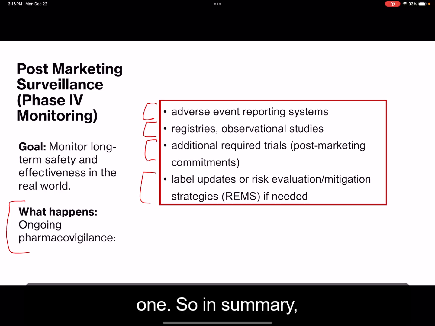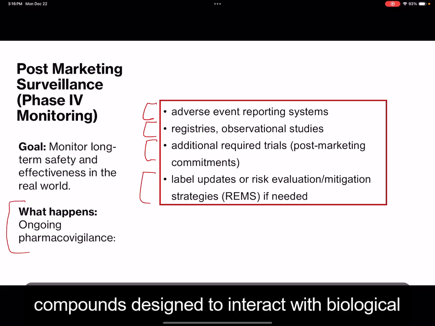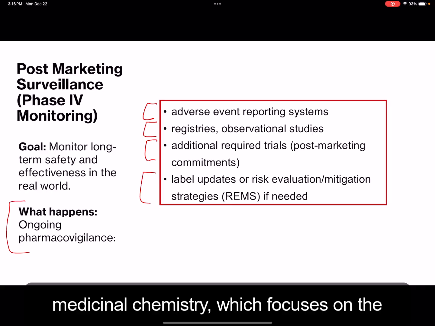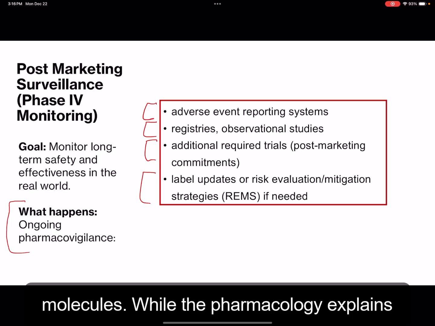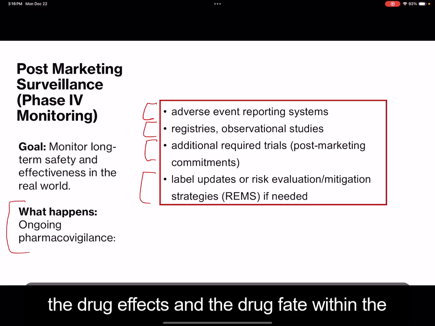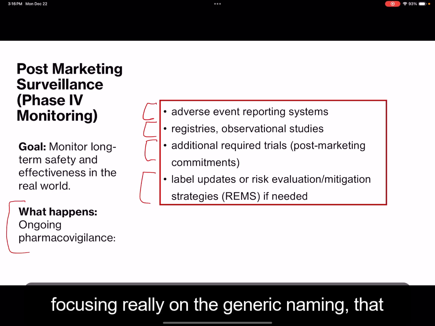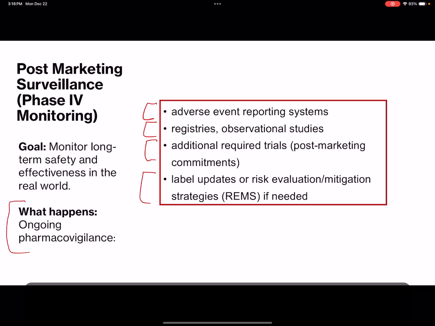So in summary, we've looked at what drugs are: chemical compounds designed to interact with biological systems to produce responses. We defined medicinal chemistry, which focuses on the structure, property, and function of drug molecules, while pharmacology explains the drug effects and the drug fate within the body. We talked about naming conventions, focusing really on the generic naming that provides information quickly to scientists, clinicians, and patients.